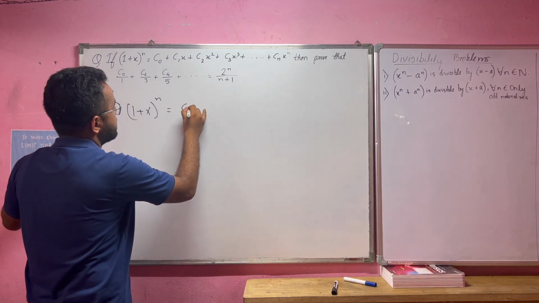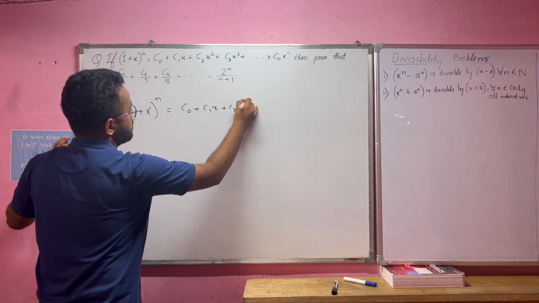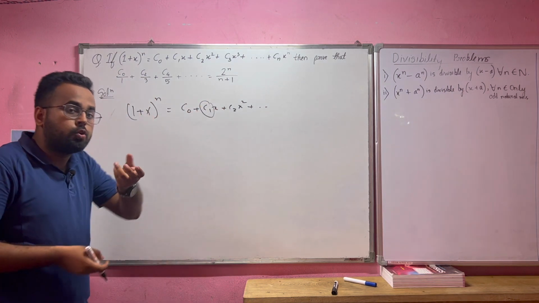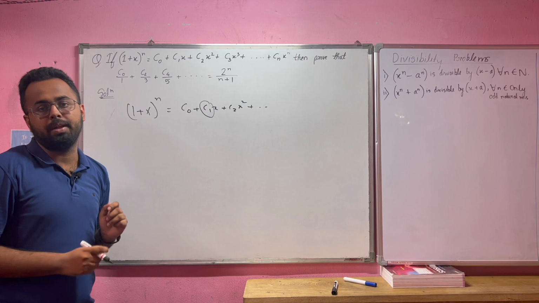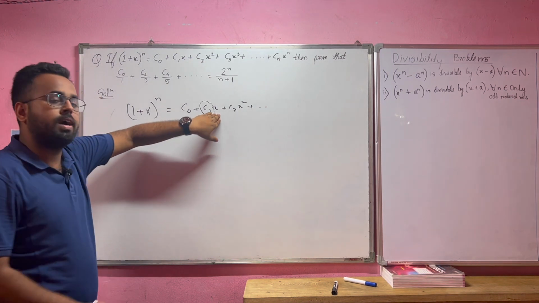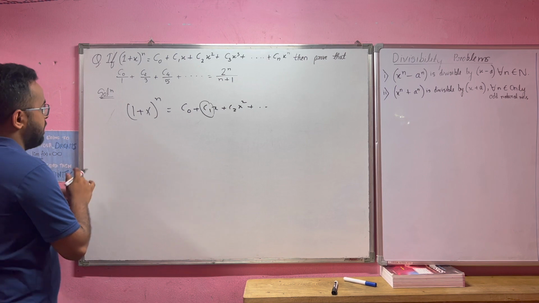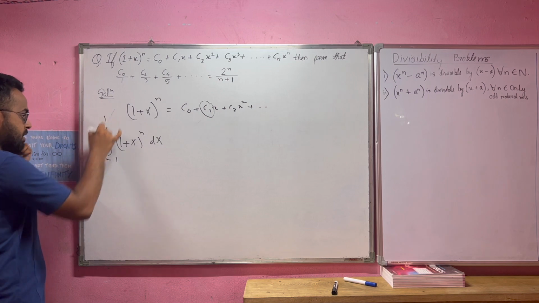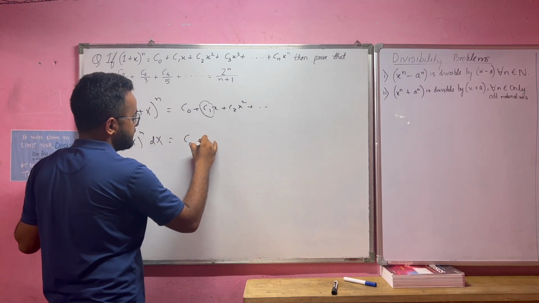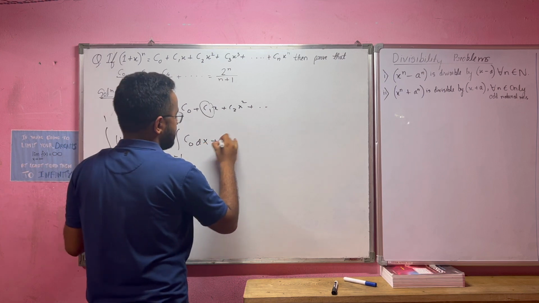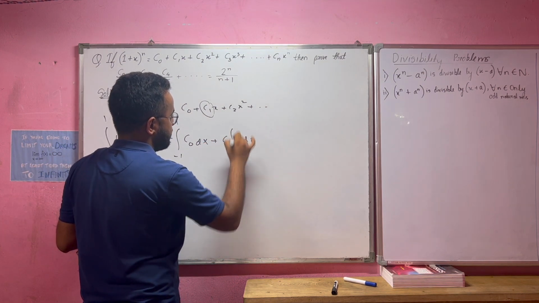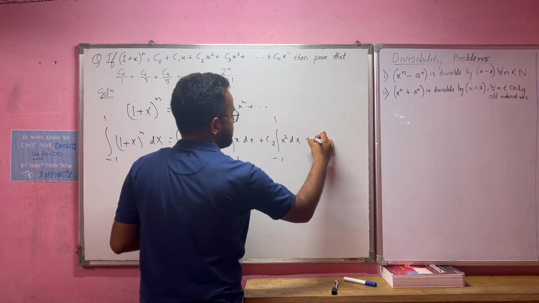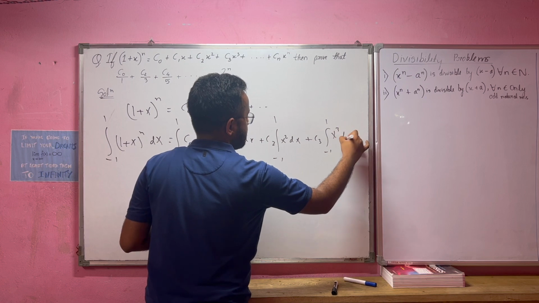Now this is c0 plus c1x plus c2x square, so on and so forth. Now we need to get rid of this term. I need to do an integration, but I cannot do from 0 to 1. If we do 0 to 1, this will not disappear. I should do from minus 1 to 1. How am I going to do this? Minus 1 to 1, c0 dx, minus 1 to 1 c1x dx, minus 1 to 1 c2x square dx, minus 1 to 1 c3 x cube dx, so on and so forth.